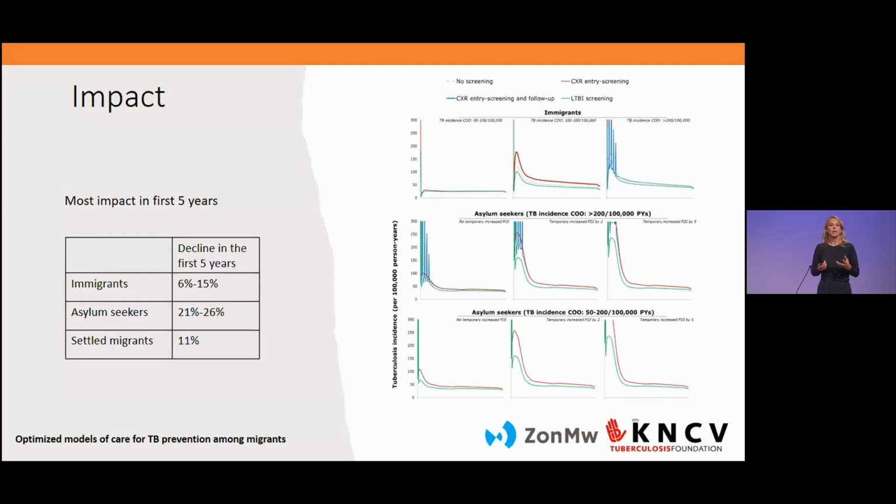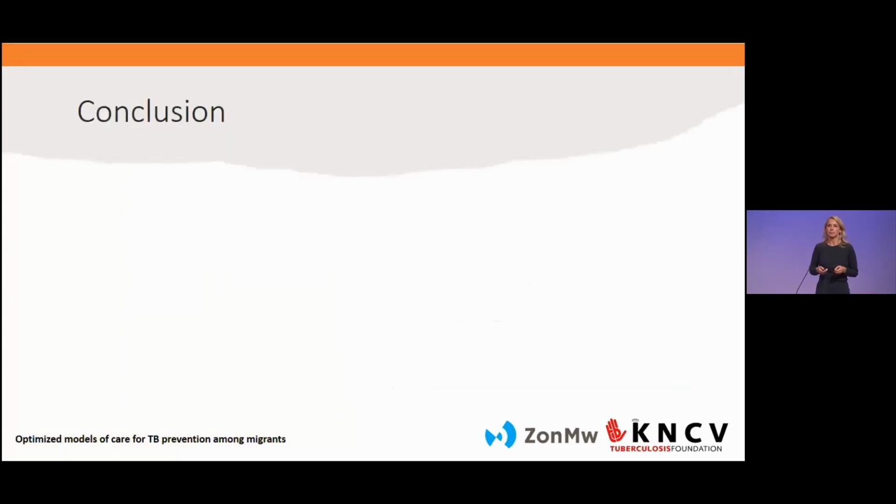This can be explained by the fact that there is a large reservoir of migrants living in the Netherlands that are latently infected with TB and might reactivate later in life. We see in the annual epidemiological data that about 52% of all migrants diagnosed with TB in the Netherlands had lived in the Netherlands for more than 5 years and likely reactivated their latent infection here in the Netherlands.